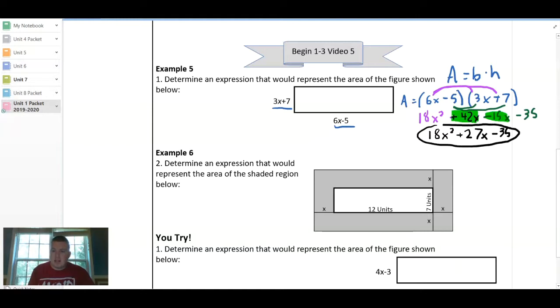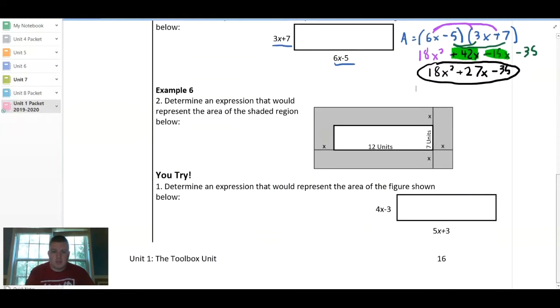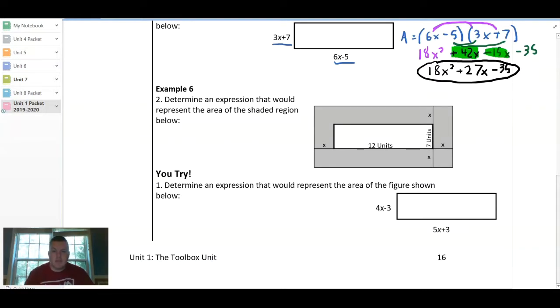Now let's look at one that's just a little bit more complex, example number 6. This time we are asked to give an expression that represents the area of the shaded region. So instead of looking at the whole rectangle, we only want the part that is shaded in the gray color. What we're going to have to do is figure out the area of the whole rectangle, and then subtract the area that's not shaded. That will give us the amount that is in the shaded box.